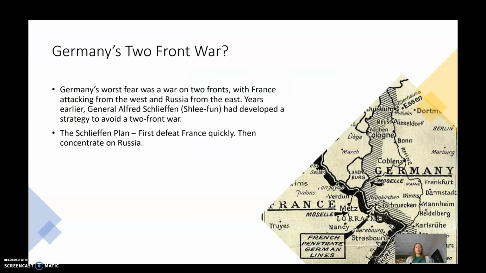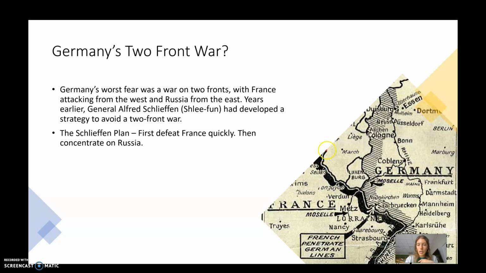So Germany is in a dilemma, okay? I know that I have a chart on your guided notes. We're going to do the chart at the very end, all right? So we'll go on to the next slide. Germany, they have a two-front war, okay? A front is the border where a country meets another country.